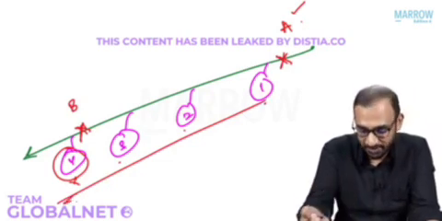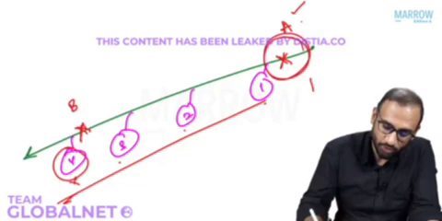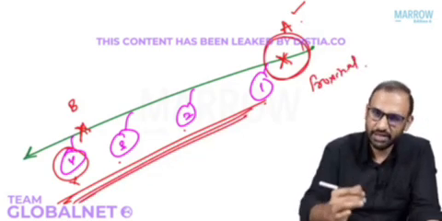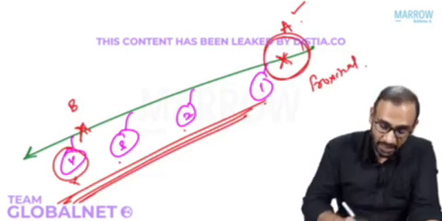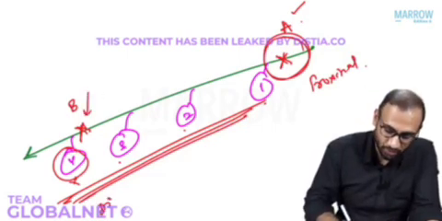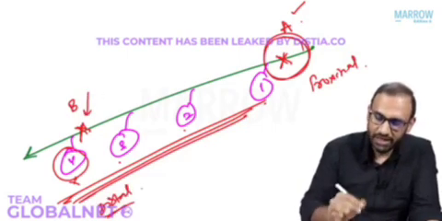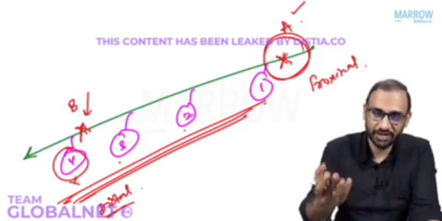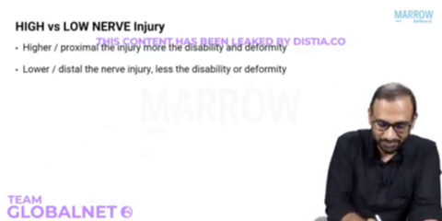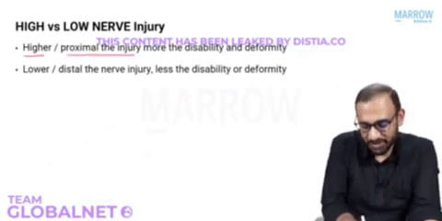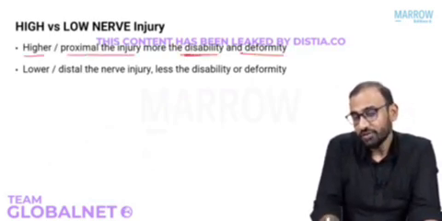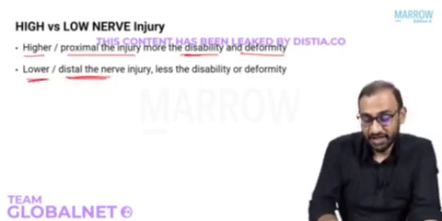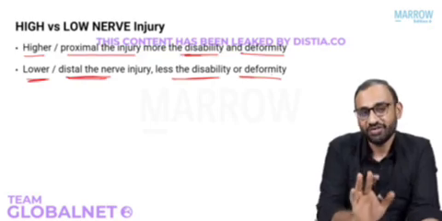So in simpler terms, the higher or more proximal the injury, the more the disability or deformity. And the lower or more distal the injury, the less the disability or deformity. Don't write this down, just listen; everything you can write down I have in the PPT ready for you. Now look at this: the higher or more proximal the injury, the more the disability or deformity, and the lower or more distal the nerve injury, the lesser the disability or deformity.